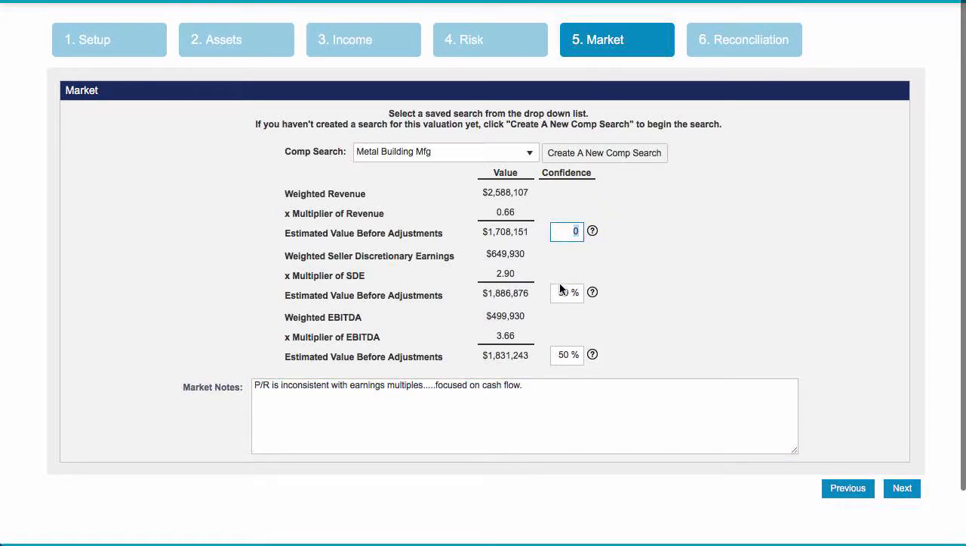This particular method, the market approach, gives us 3 areas to focus on. One is going to be price to revenue, the other is going to be price to seller's discretionary earnings, and the final one is price to EBITDA. And in this case, we are not focusing on revenue. We're going to focus on the 2 cash flow methods, so we've weighted each of those 50%.